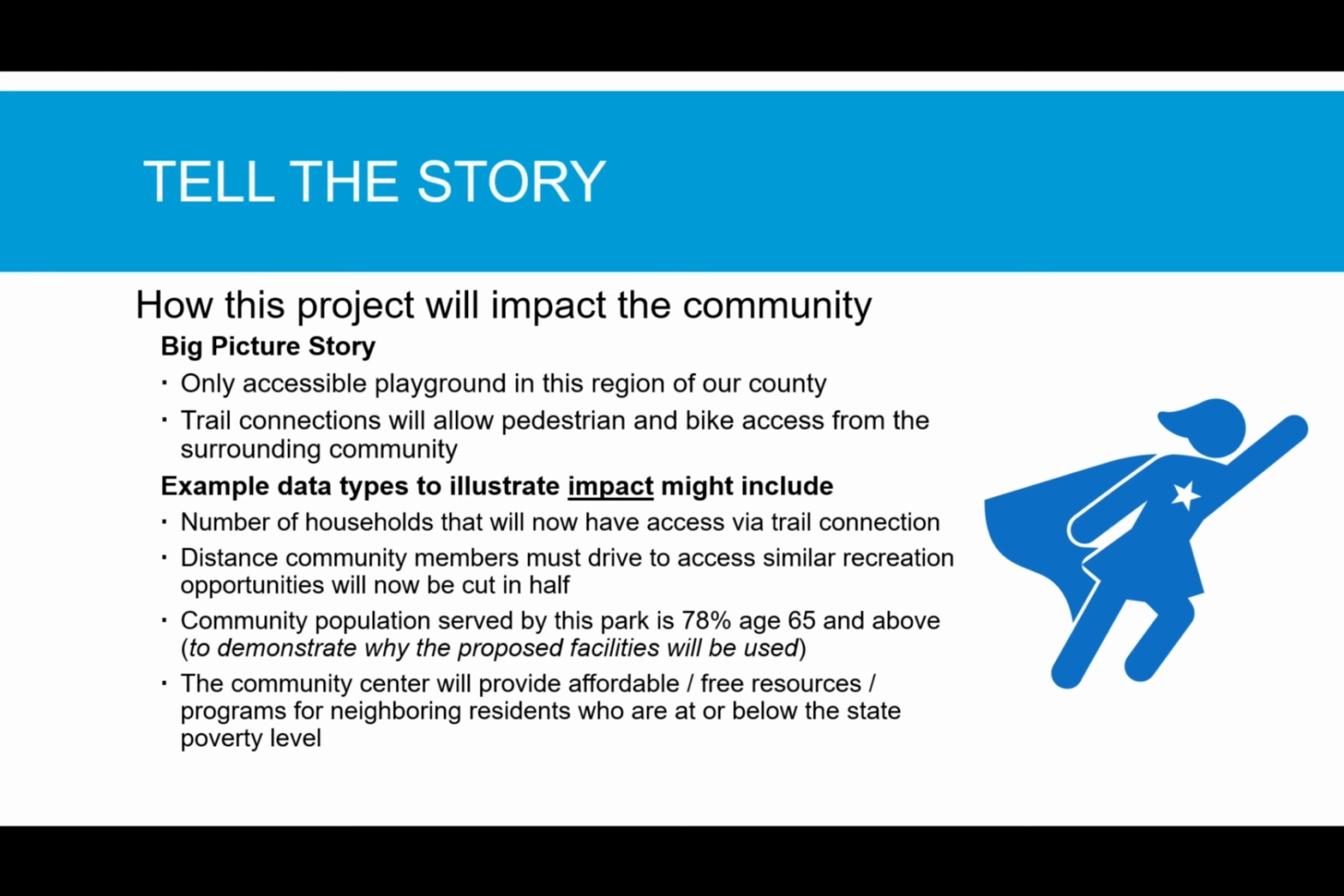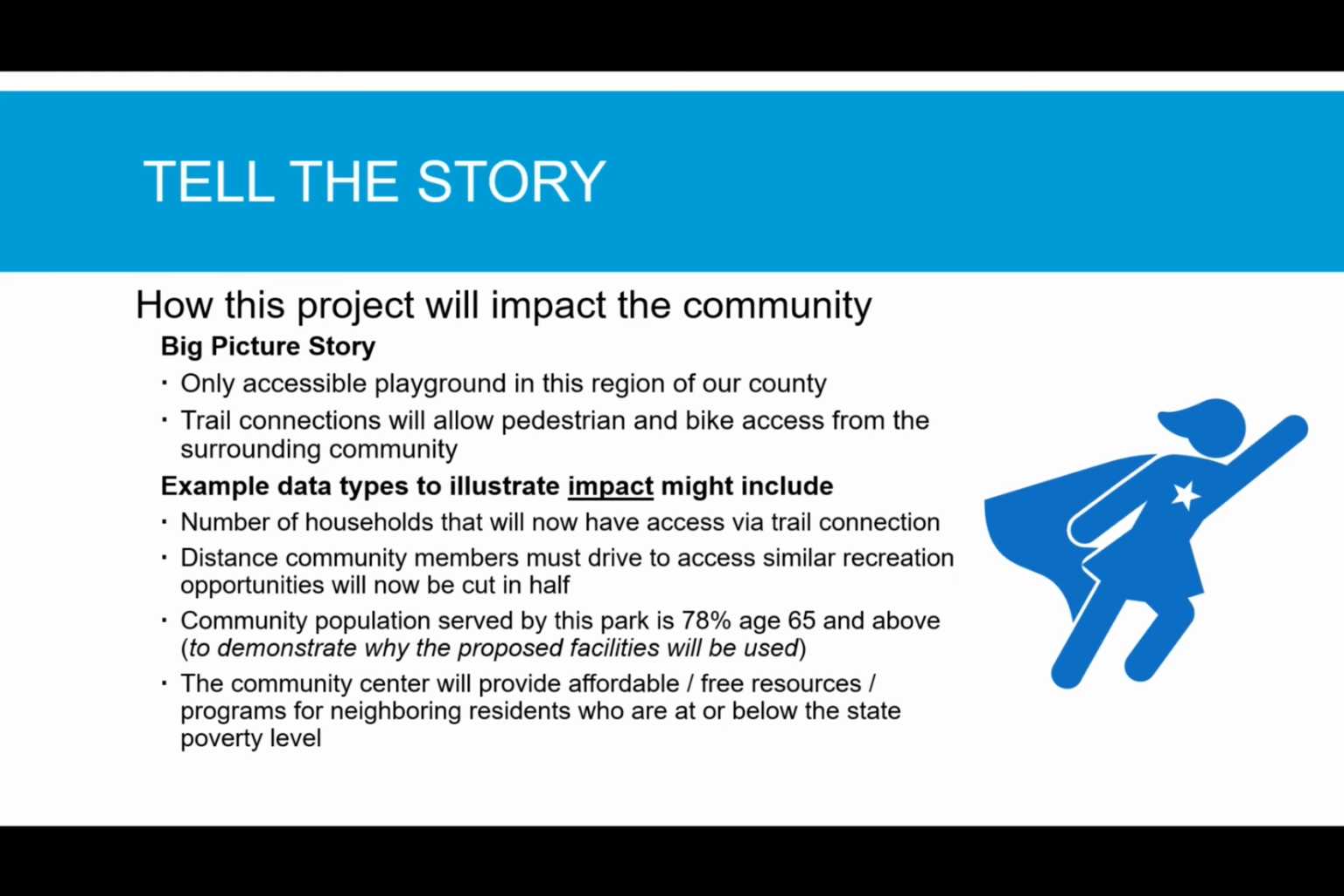It might include you providing the number of households that will now have access via the trail connection. The distance that community members must drive to access similar recreation opportunities will now be cut in half because it's close to home. The community population served by this park is 78% age 65 and above. So this could demonstrate why the proposed facilities will be used. It could be similar if you have a population with a lot of children in the community.